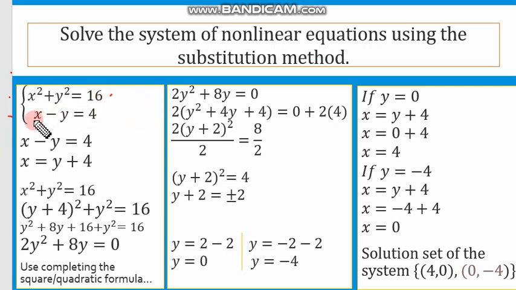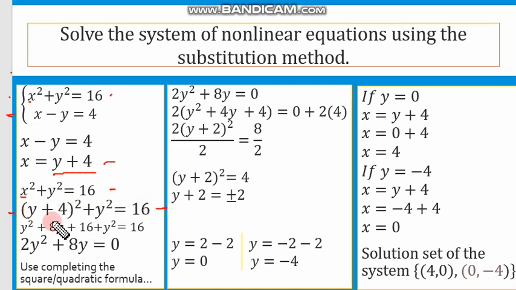Okay, so let's use this second equation because it is much easier than the first one. So x minus y is equal to 4, so our value of x is equal to y plus 4. We will use this y plus 4 to substitute the value of x in x squared plus y squared is equal to 16. So (y plus 4) quantity squared plus y squared is equal to 16.